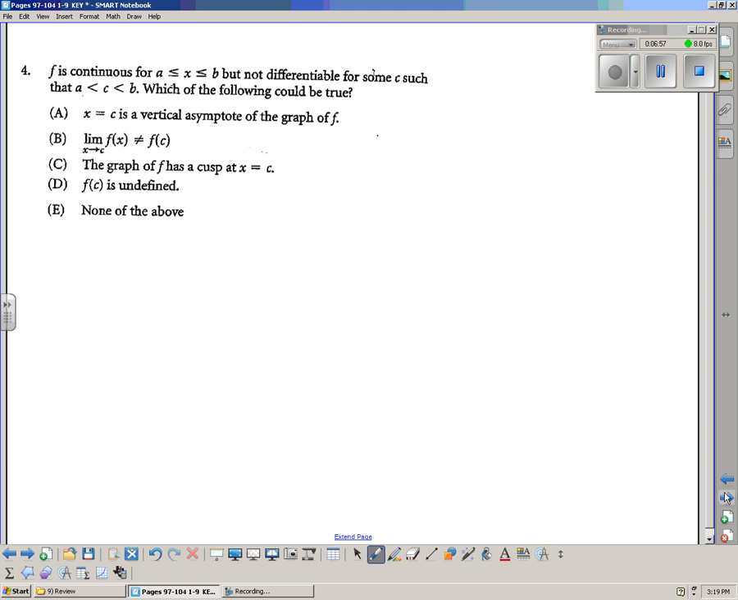All right, number 4 says f is continuous on the closed interval a to b, but not differentiable for some c value between a and b. So it says, which of the following could be true? X equals c is a vertical asymptote of the graph. Well, if x equals c was a vertical asymptote, the graph looks something like this at c. Well, that would not be a continuous function. Remember, a graph needs to be continuous, so that's not true.